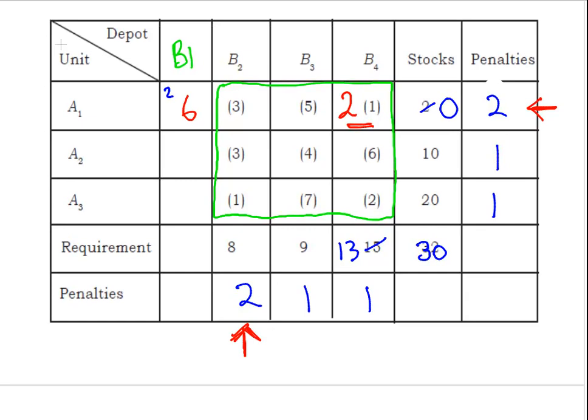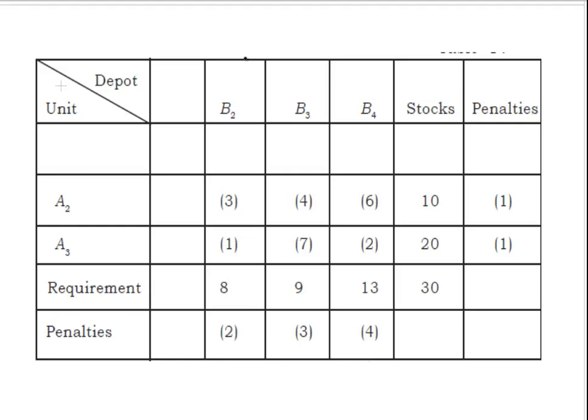Now, next thing we're going to do is, let's see now, so there was 6 here and 2 here. The cost was, this is just so we can add up the total cost at the end.